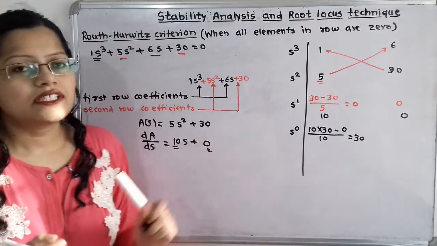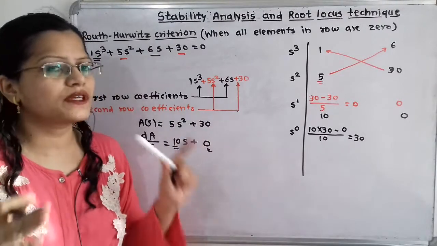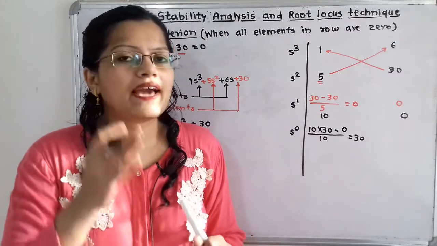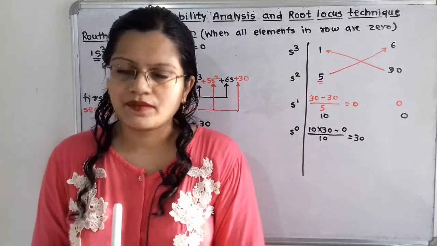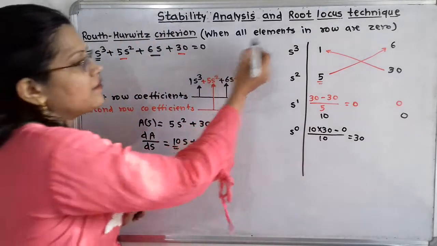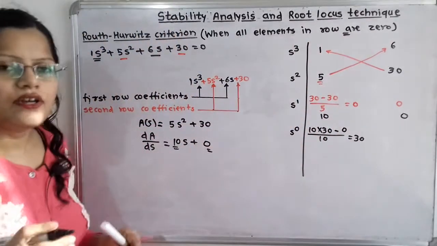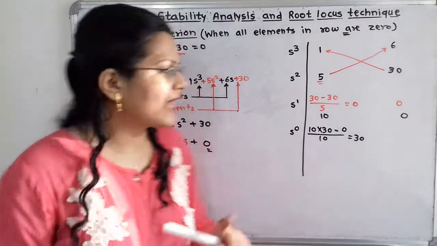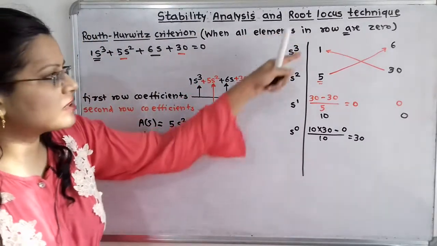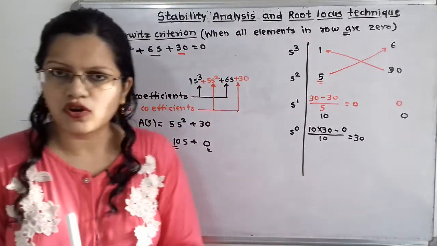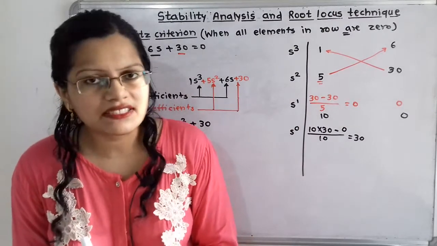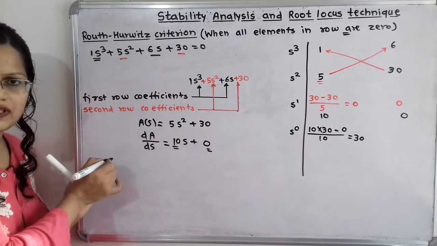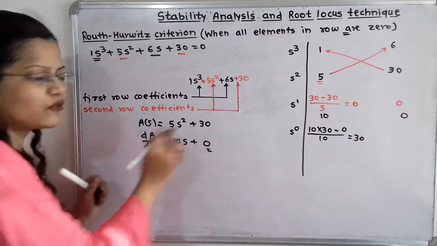Now the first step, the formation of the Routh array, is completed, and what is the next step? To apply the Routh Hurwitz criterion. When all the elements in one row are 0, then we have to consider two steps. The first step is that we have to check the sign for all the elements in the first column. The next step is that we have to solve for the roots of the auxiliary equation.